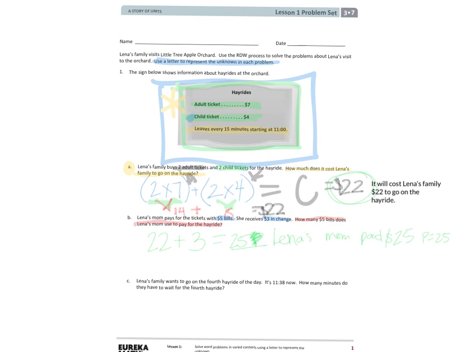I'll write our P here again. I'm using a new app today, boys and girls, and I kind of like it. Okay, so 25 equals P. So we know that Lena's mom paid $25, or gave the cashier $25 to go on the hayride. So now we need to know how many $5 bills Lena's mom paid with. So we know we have D dollar bills times 5 equals 25. So D represents the number of dollar bills that Lena's mom used.